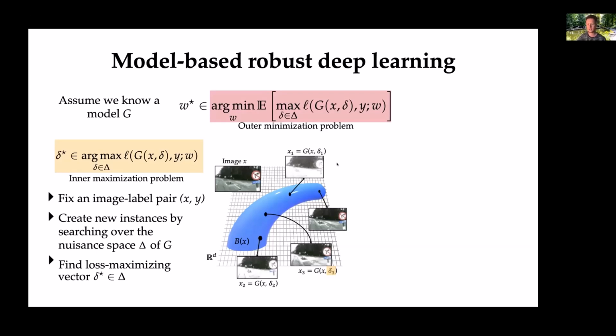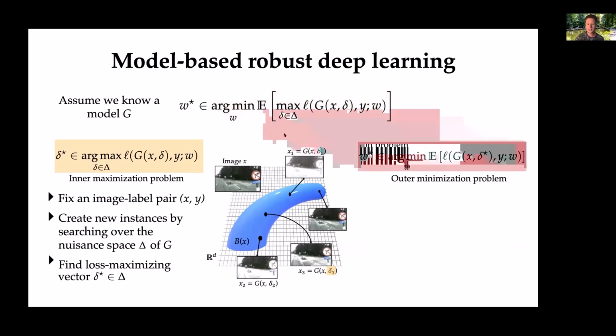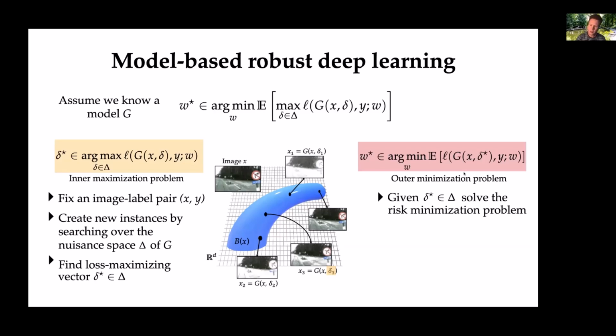The next step is to look at the outer problem. So I'm going to rewrite it like this. I'm going to replace the inner problem with this delta star that we had in the inner maximization problem. And by replacing the inner max problem with this delta star, the outer problem looks something like this. So it's just a minimization problem over the empirical risk over our data set. And so given this delta star, we can solve this problem using a first order technique. And the result is a weight W star that's robust against natural variation.